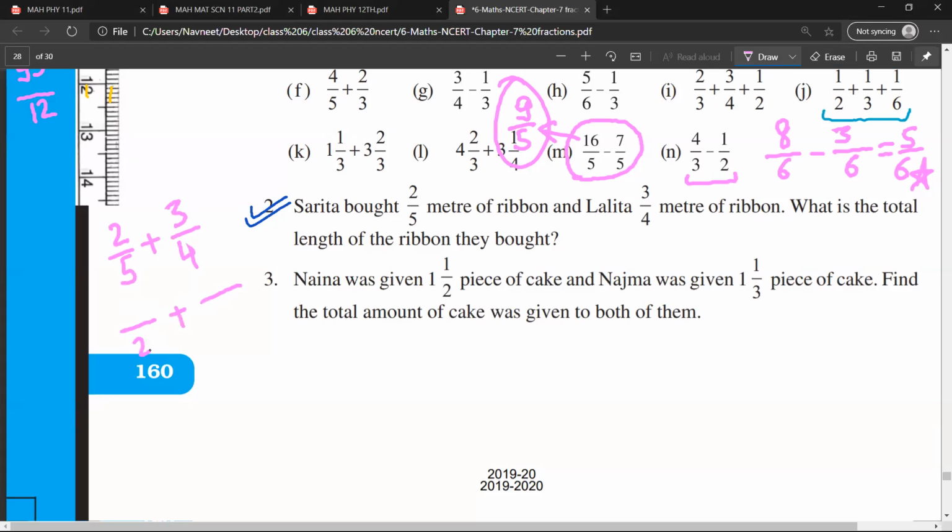So something upon 20 plus something upon 20. What should I write here? 8/20. And what should I write here? 15/20. My final answer would be 23/20 meter. Is it okay? Yes, sir. Okay. Try to do this. Question number 3.